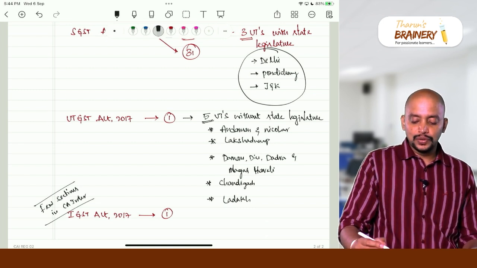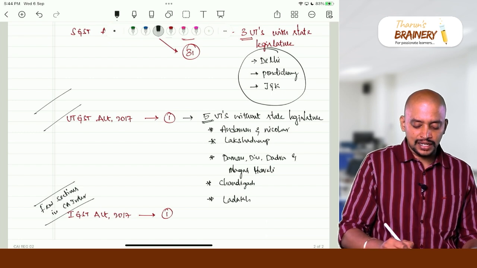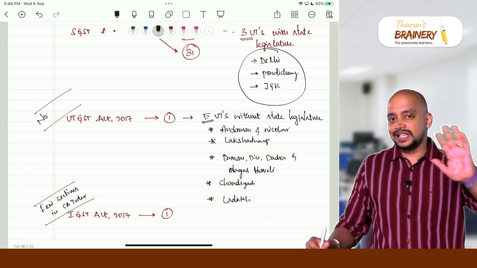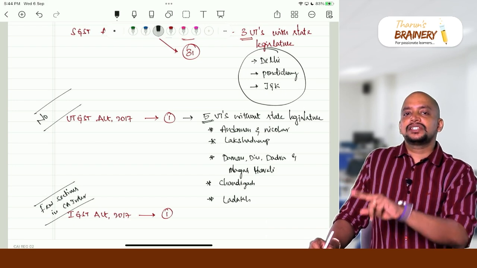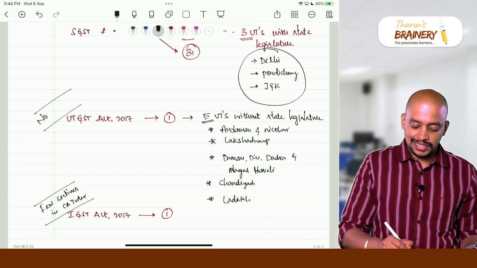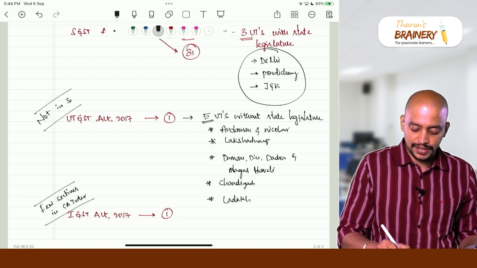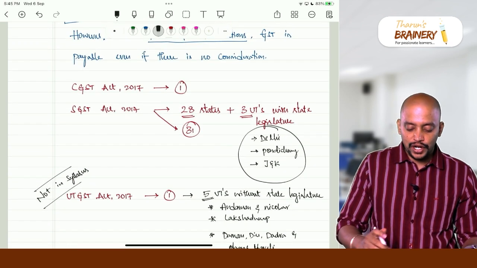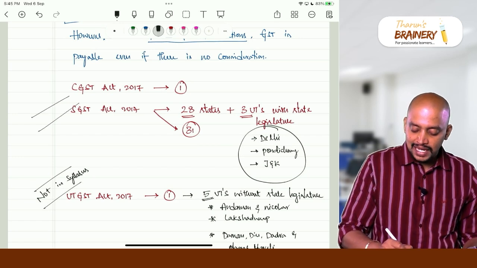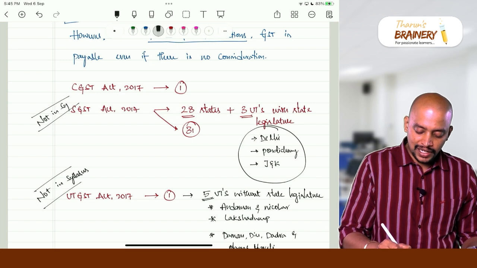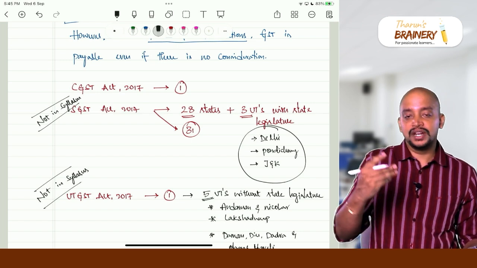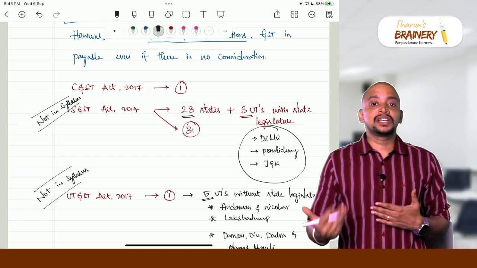The reason is that the UTGST Act is not something different. Whatever is there in the CGST Act, if you copy-paste it and change state to union territory, it is the UTGST Act. So you don't have to learn the UTGST Act. Then what about the SGST Act? Same. The SGST Act is also not in syllabus. Again the same reason: the SGST Act is not something different.